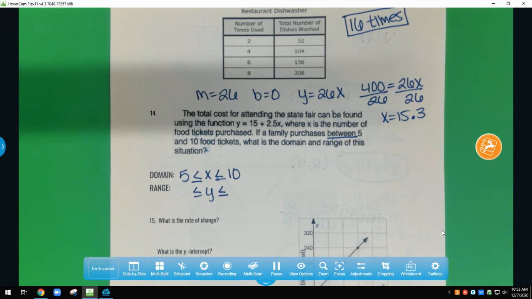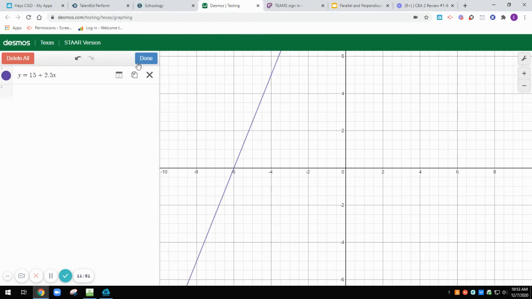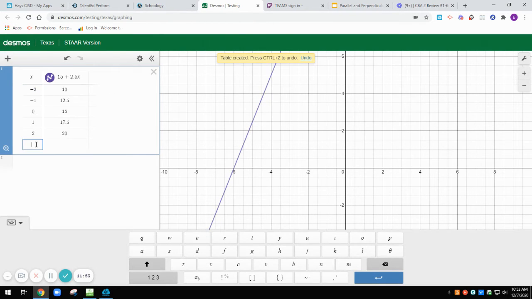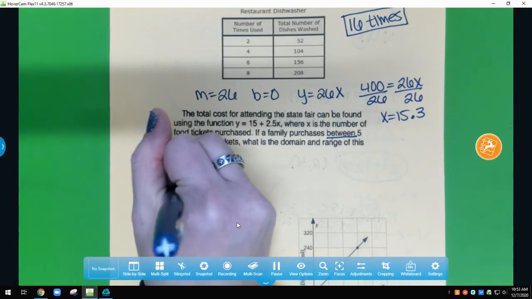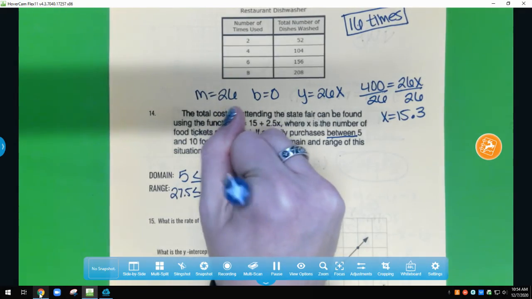Okay, there's a couple ways you can do this. You can go to Desmos and enter that equation. So y equals 15 plus 2.5x, and then make a table. So using the gear, click the table, and then we can enter 5 and we can enter 10. So that tells me 27.5 is the smallest number on the range, and 40 is the biggest number.